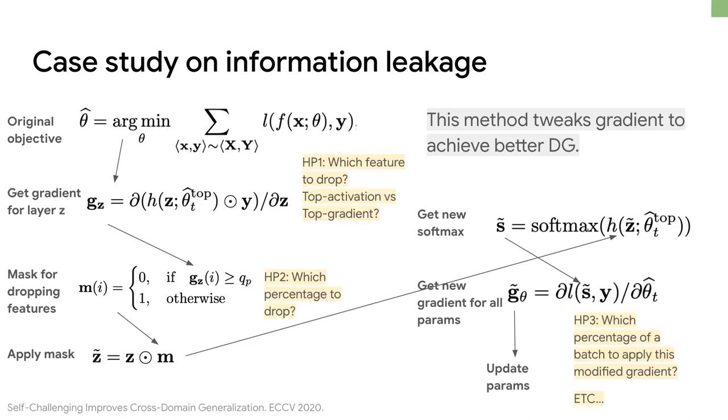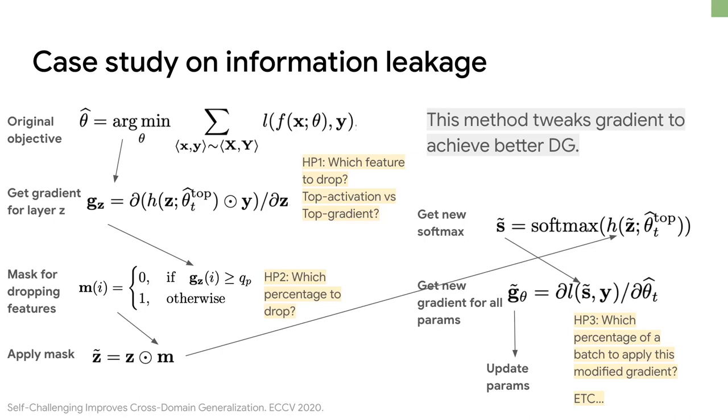But I'd like to identify a few hyperparameters here, which are not super obvious from just reading the method itself. So one hyperparameter is the layer here. Is it going to be the last layer or some middle layer?